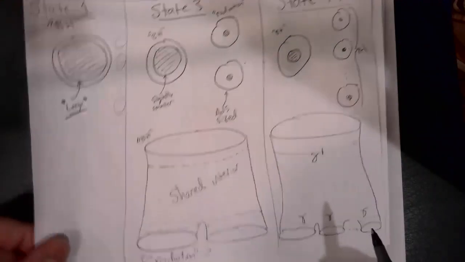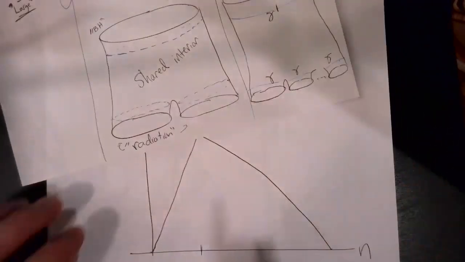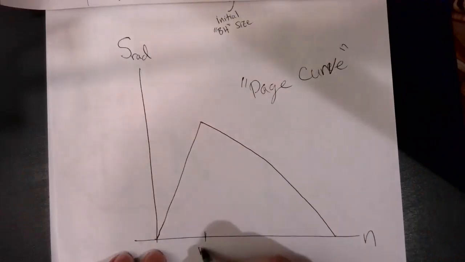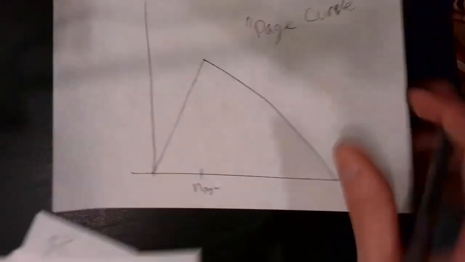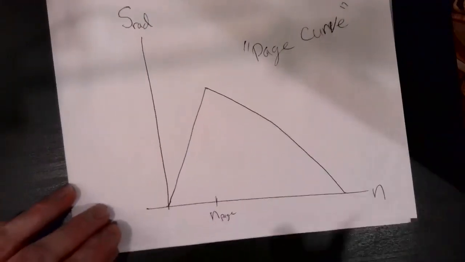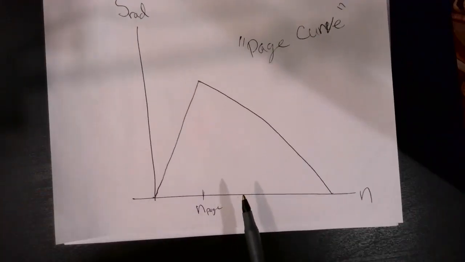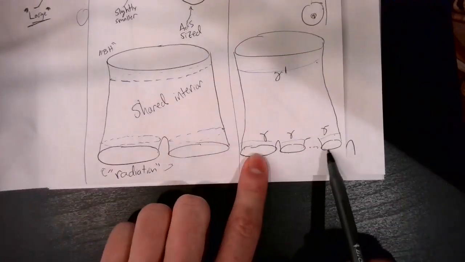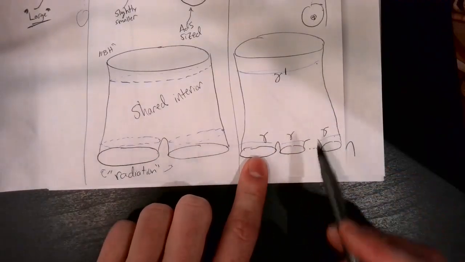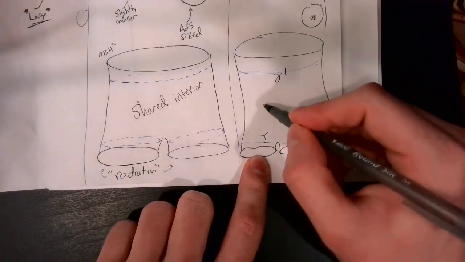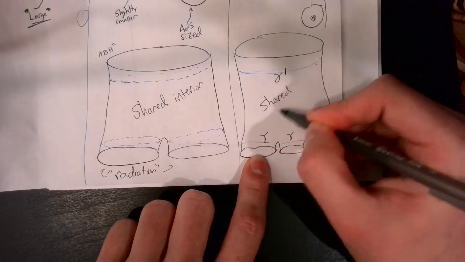So at this time, which you might call sub-page, let me get rid of all these extra guys. At this time, when gamma prime becomes the minimal surface, the entanglement wedge of all these radiation CFTs has grown to this. And so the entanglement wedge of all these radiation CFTs now includes the shared interior.